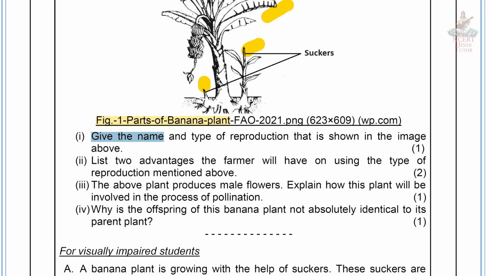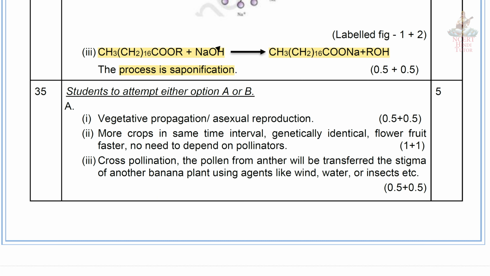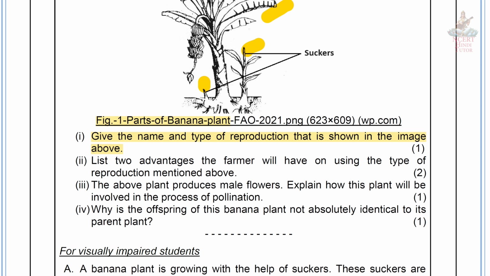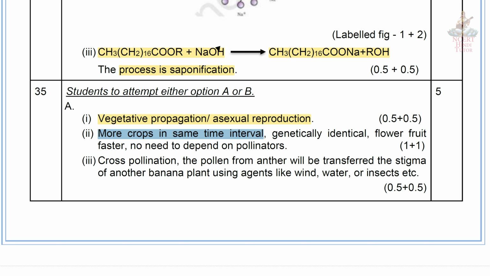First, give the name and type of reproduction that is shown in the image above. Answer: vegetative propagation, asexual reproduction. Second, list 2 advantages the farmer will have on using the type of reproduction mentioned above. Answer: more crops in same time interval, genetically identical, flower fruit faster, no need to depend on pollinators.